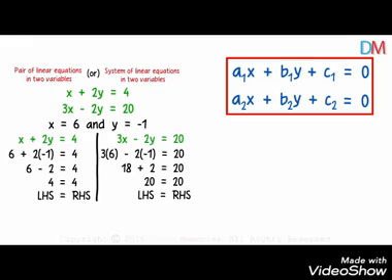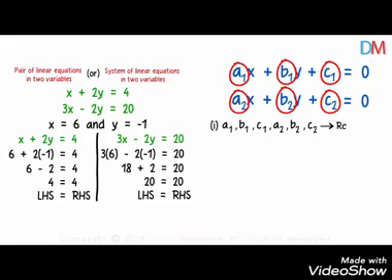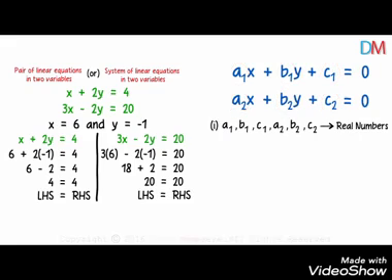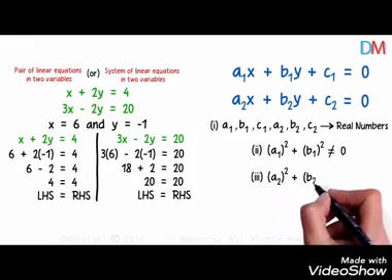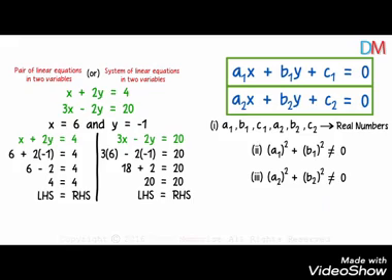And what about the conditions? The first condition would state that all these constants are real numbers. And there would be two more conditions: a1 squared plus b1 squared will not be equal to 0, and a2 squared plus b2 squared will also not be equal to 0. It's because in each equation, both these coefficients cannot be 0 together. At least one has to be non-zero.